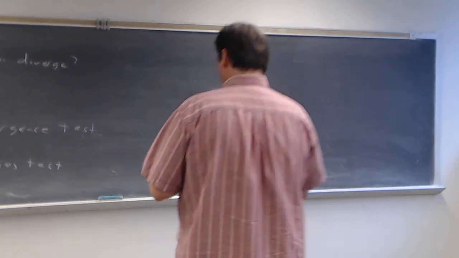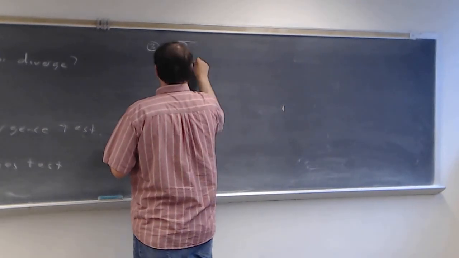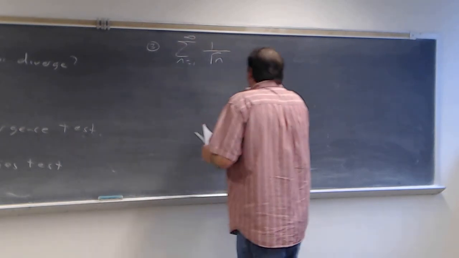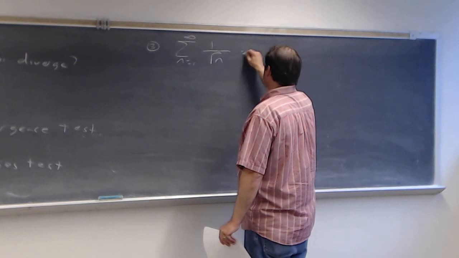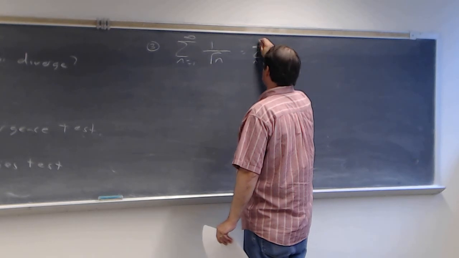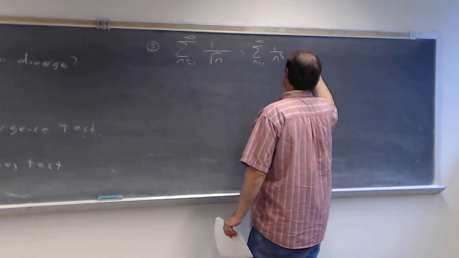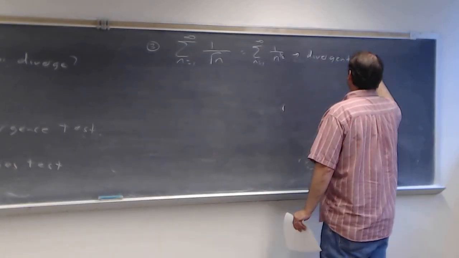Okay, a third example. So we look at the sum as n runs from 1 to infinity of 1 over the square root of n. Then this is the same thing as the sum as n runs from 1 to infinity of 1 over n to the 1/2. And so this is a divergent p-series.